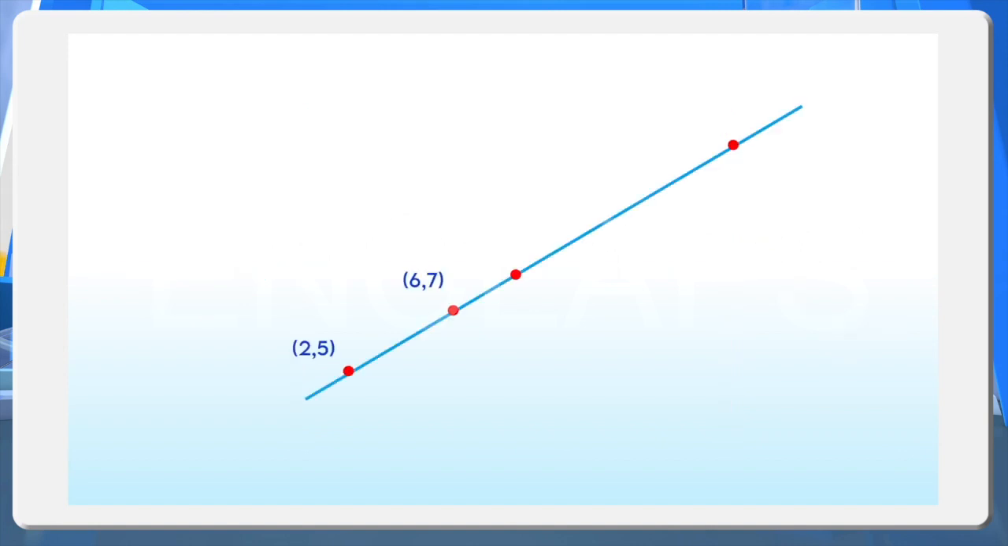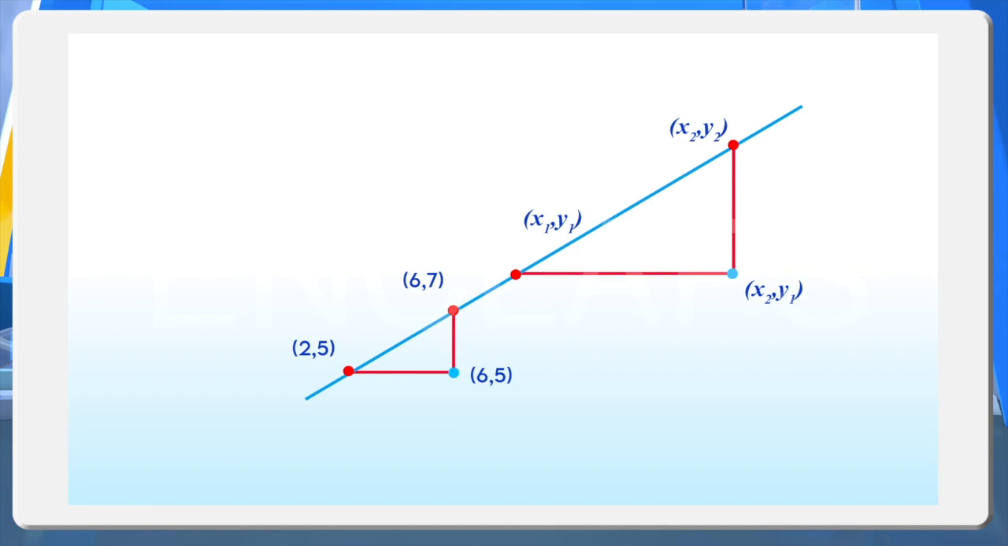Look at this picture. It shows the line joining the points (2, 5) and (6, 7) and 2 other points (x1, y1) and (x2, y2) on it. There are also 2 right triangles drawn with these 2 pieces of the line as hypotenuse and perpendicular sides parallel to the axis. The coordinate of the third vertex of the small right triangle is (6, 5) and the coordinate of the third vertex of the larger right triangle is (x2, y1). If so, how to find the length of the perpendicular sides?